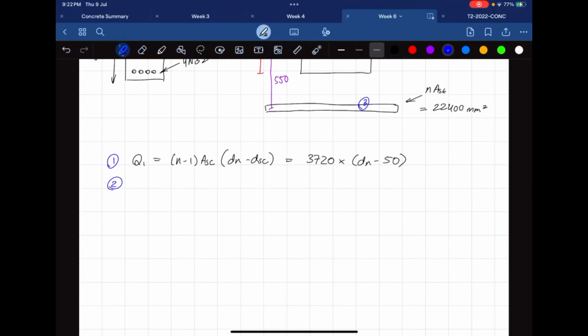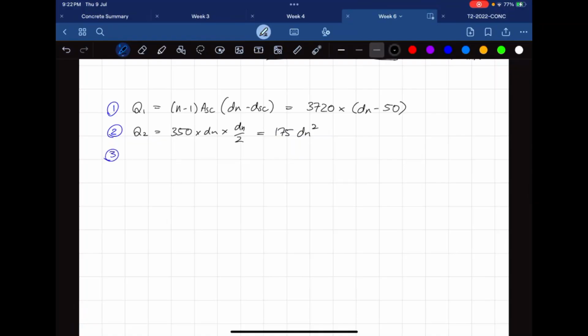Component number 2, Q2, is going to be equal to 350 times dn on 2, which is just 350 divided by 2, 175 dn squared.